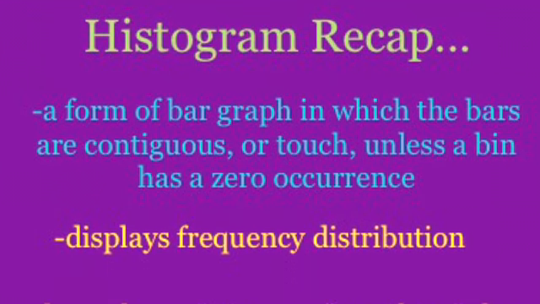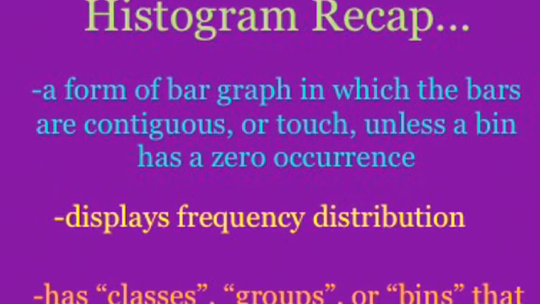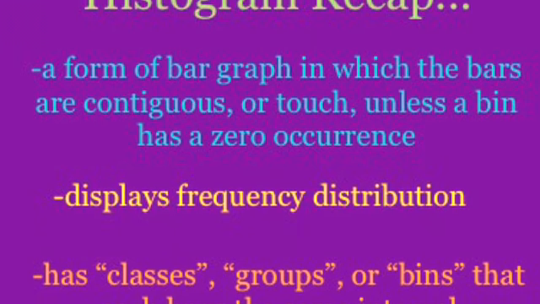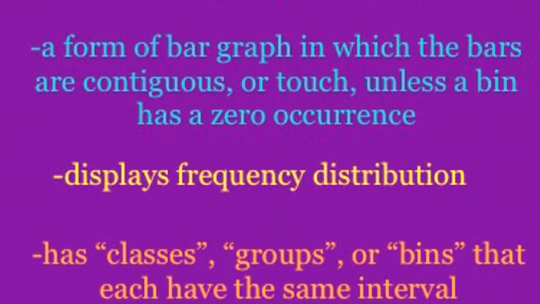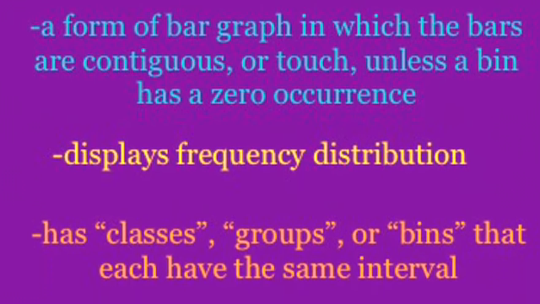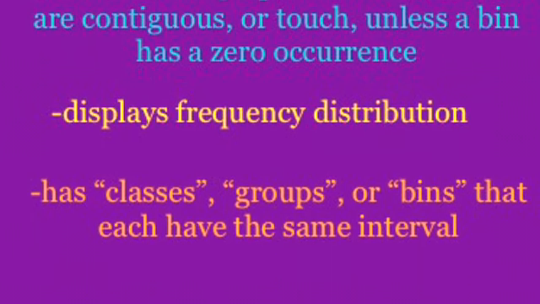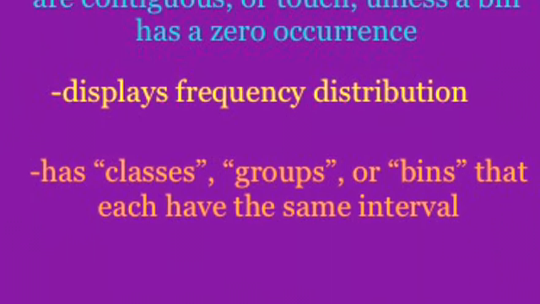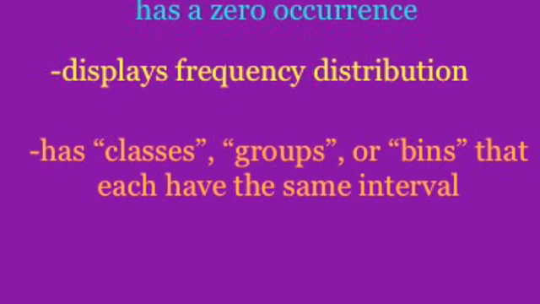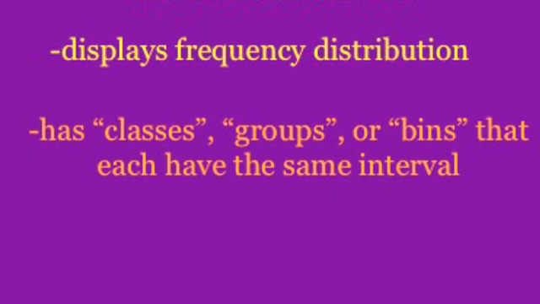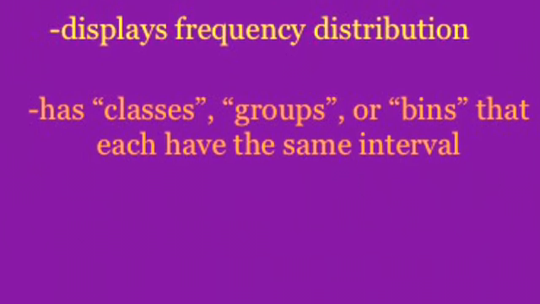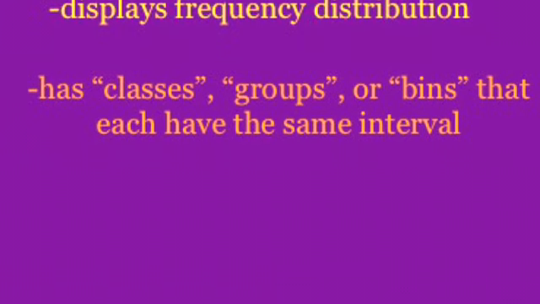Some key points to remember about a histogram. It is a form of bar graph, but the bars are always touching each other, unless you have a bin that has 0 occurrences or 0 frequencies. It also displays a frequency distribution for a set of data, and it also has classes, groups, or bins that each have the same interval.